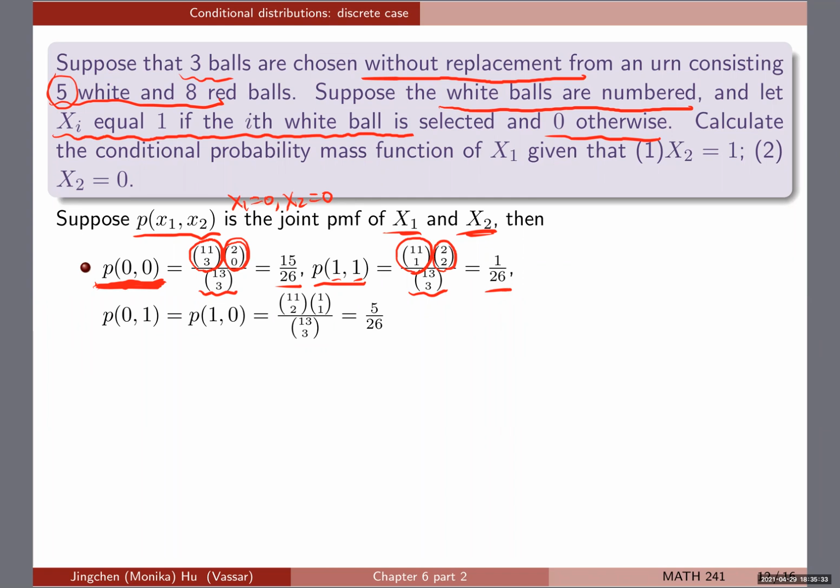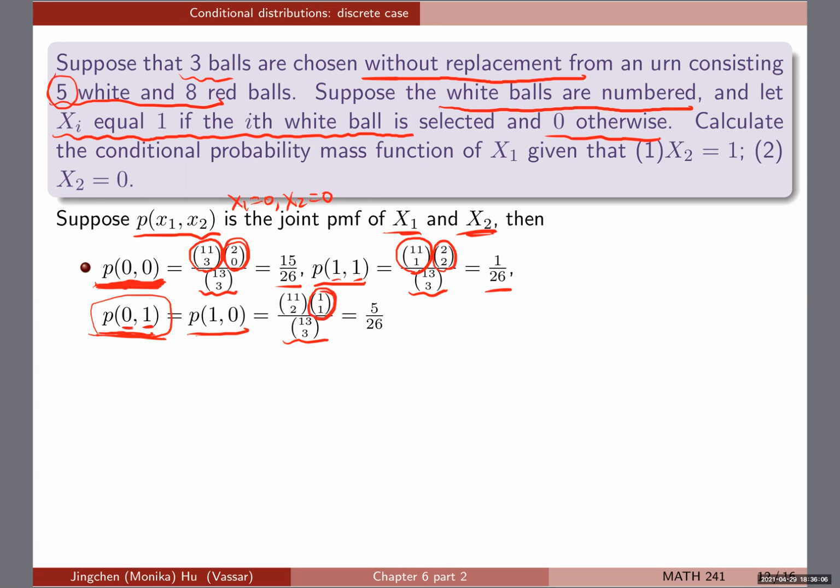Lastly, we are figuring out P01 or P10. That is, one of the first 2 white balls is selected, but not the other. So 13 choose 3 is again in the denominator. Whichever we do, either one has the same probability, so we put it in one equation. If we focus on this one, it says the first one is not selected, but the second one is selected, so we need to select the second one in this case.